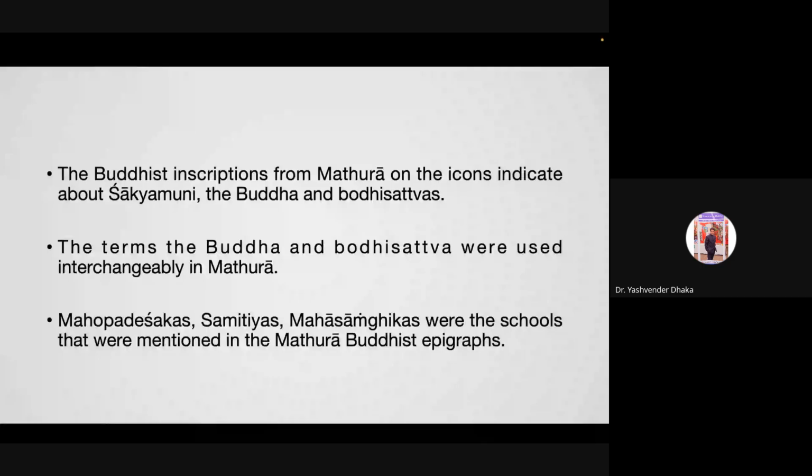Now, the Buddhist inscriptions from Mathura on the icons indicate Sakya Muni, the Buddha and Bodhisattva, and Buddha and Bodhisattva were used interchangeably in Mathura. So either the people did not distinguish between them, they were the same, or they did not know. The people who were writing the epigraphs were not in the knowledge of differentiation between Buddha and Bodhisattvas. Mahopadesakas, Samitiyas, and Mahasanghikas were the schools which have been found from these inscriptions in Mathura Buddhist epigraphs.